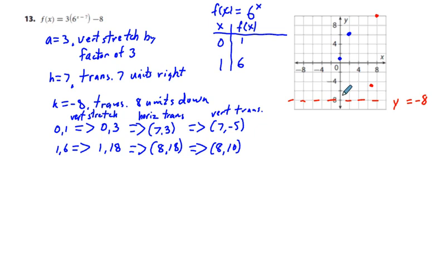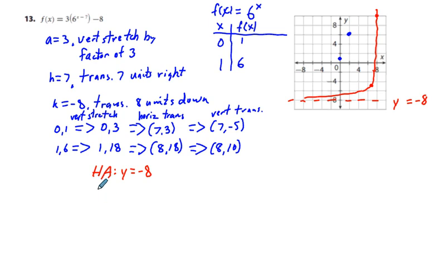And so our graph is going to look like this. Very sharp upswing like this. So that's basically what it's going to look like. So let's write our answers here. Horizontal asymptote: y equals -8.